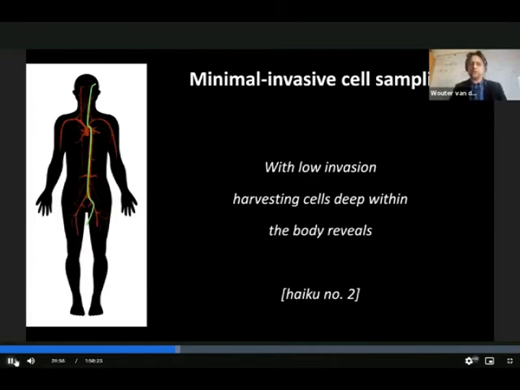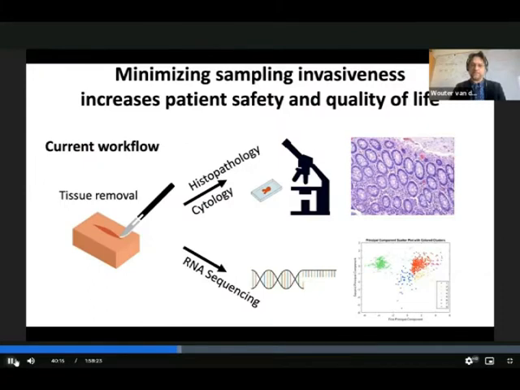Haiku number 2, minimal invasive cell sampling. With low invasion, harvesting cells deep within, the body reveals. The first part of my talk will be about minimal invasive cell sampling.